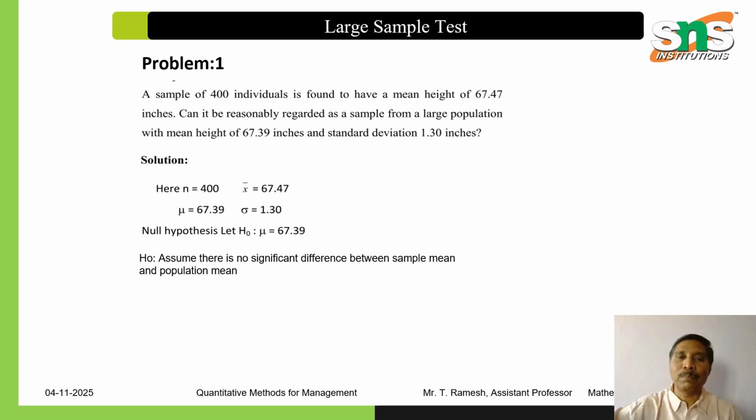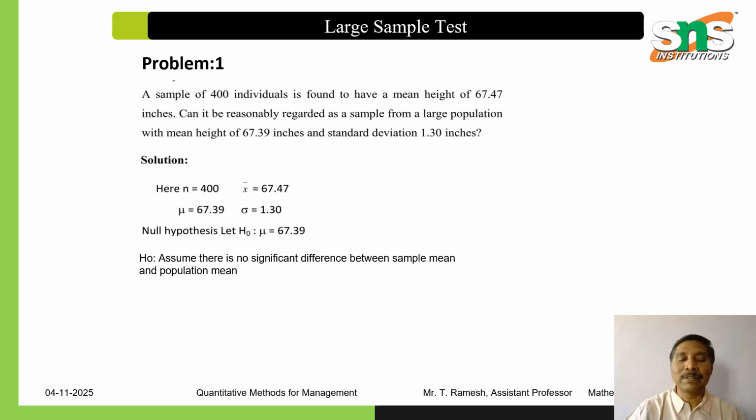So we discuss three problems. The first one: a sample of 400 individuals is found to have a mean height of 67.47 inches. Can it be reasonably regarded as a sample from a large population with a mean height of 67.39 inches and standard deviation 1.30 inches? What is given here? The sample size n is 400, therefore it is a large sample, and the sample mean is 67.47. The population mean is 67.39, and the population standard deviation is 1.30.